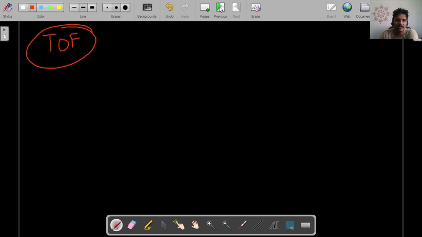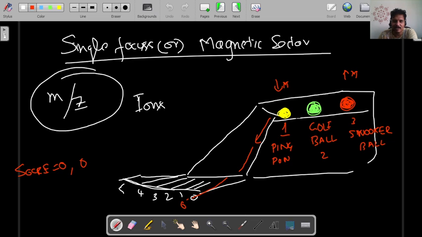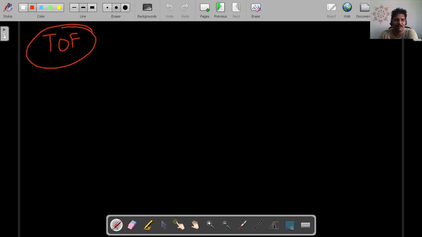You remember in the previous example, you have three balls according to three masses. All the balls you try to flow down this ramp. If you push all three at the same time, the ping pong ball will take more time to reach, whereas the golf ball, comparatively, will be at a higher speed because of its increased mass, and the snooker ball, which has a very high mass, will reach first.